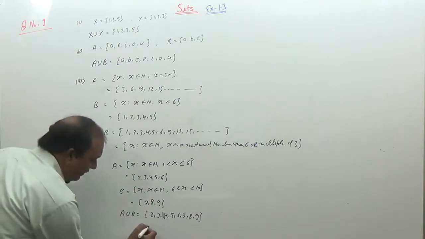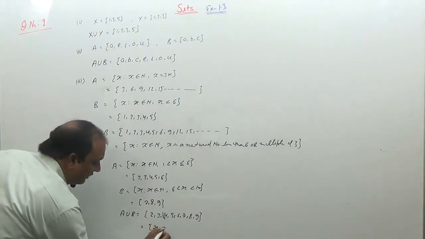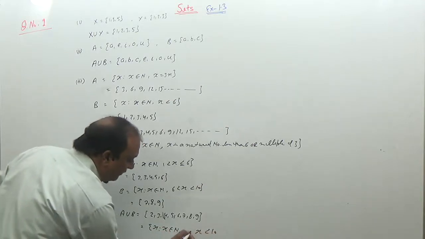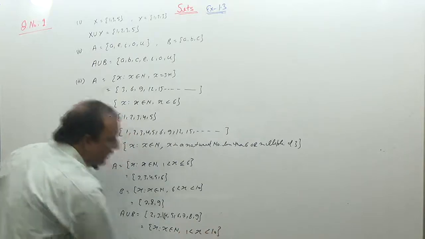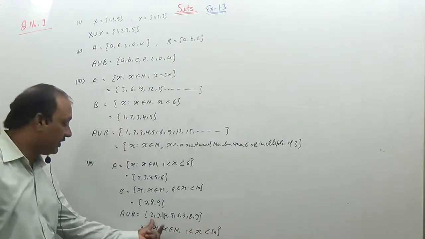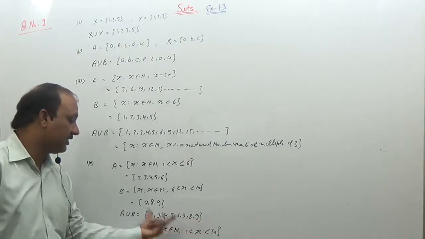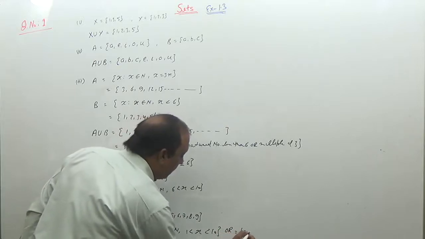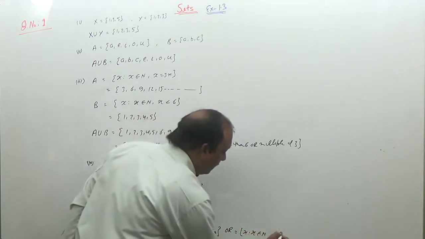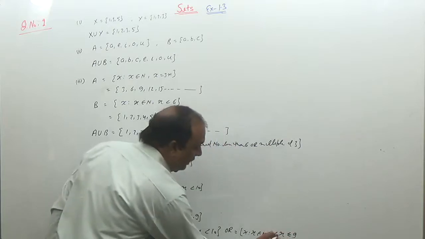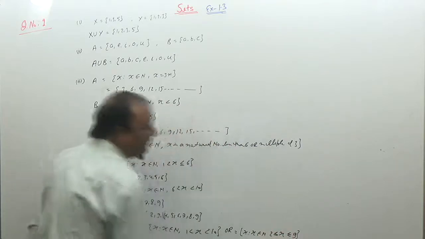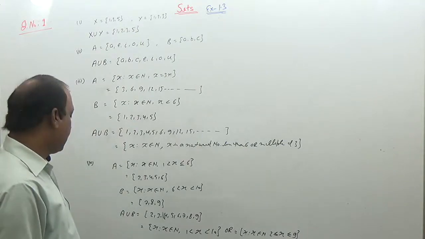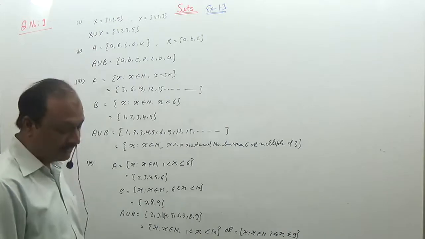And now write down its set builder form. x such that x is a natural number, so we can define it as x is less than 10 and more than 1. So these are all the natural numbers that are greater than 1 and less than 10. There is another form: we can write x such that x is a natural number, x is less than or equal to 9 and more than or equal to 2. You can write this form also. So this was question 1, fourth part.